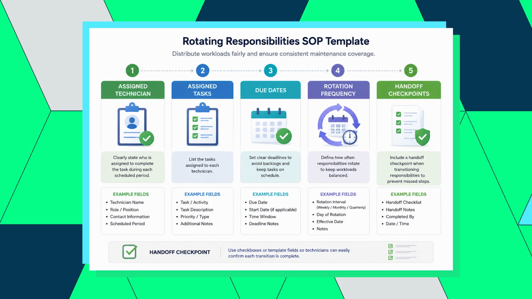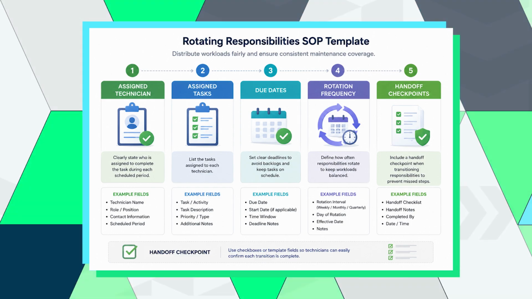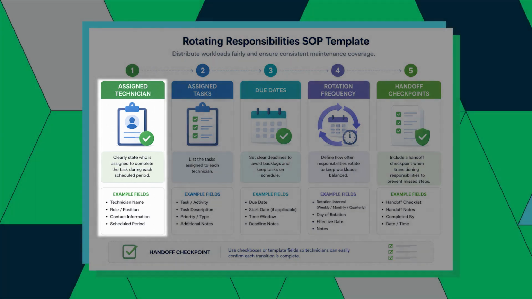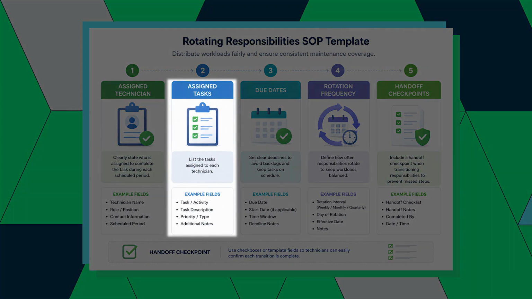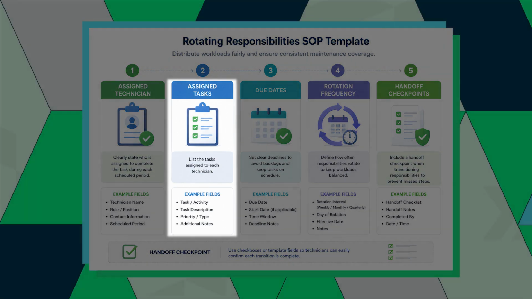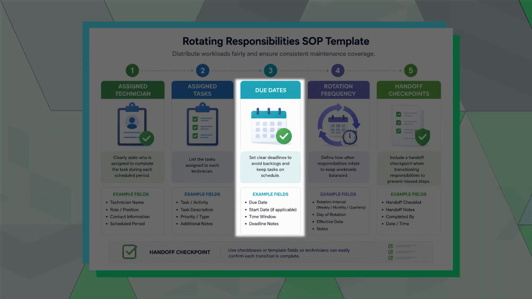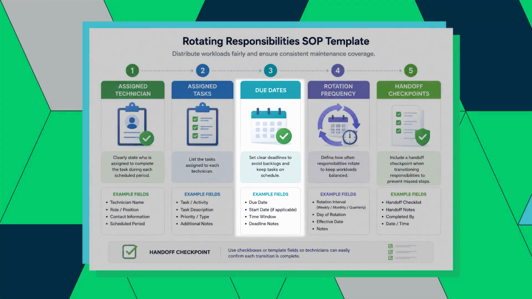You can include: just like the first step, use this section to clearly state who is assigned to complete the task during each scheduled period. Here, you can list the tasks assigned to each technician. Make sure to set clear deadlines to avoid backlogs and keep tasks on schedule.